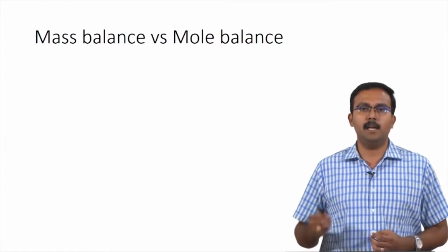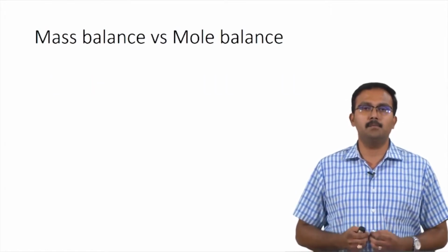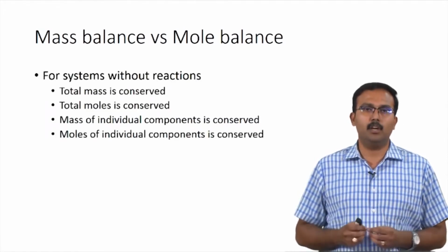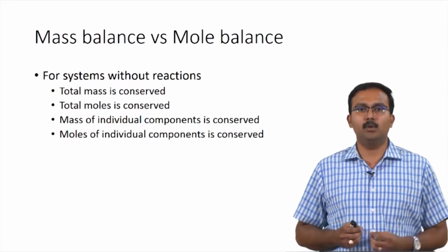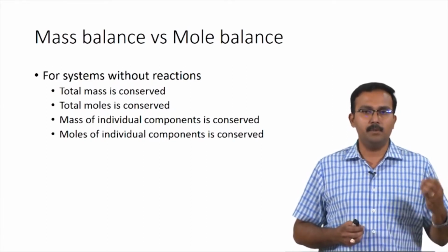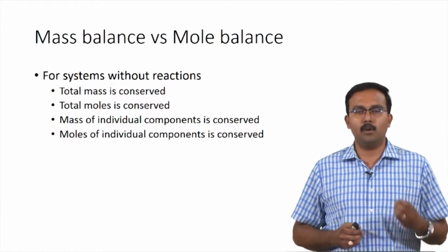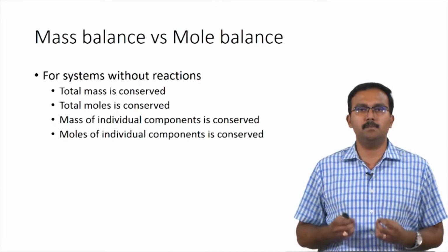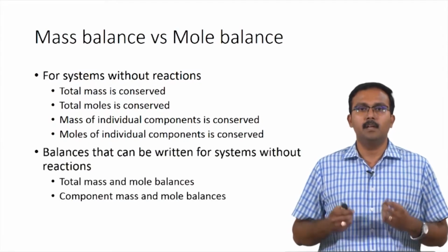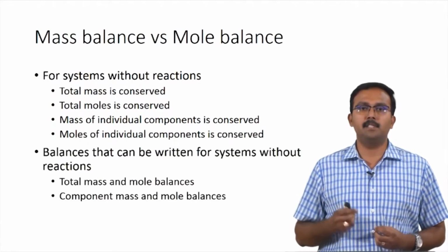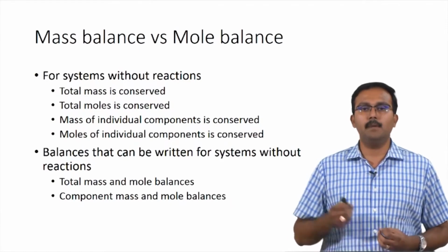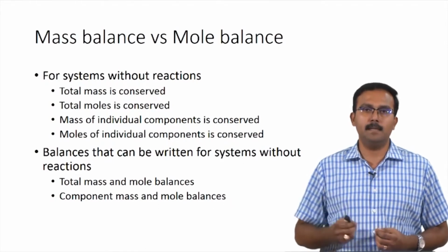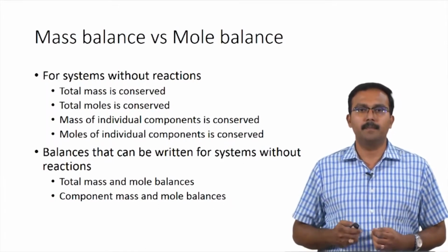Then the next concept we should look at is what balance do we write? Do we write a mass balance or a mole balance, and for what systems these would be valid? For systems without reactions, it does not matter. Both total mass and total moles are conserved. Mass of individual components and moles of individual components are also conserved. This is because there are no reactions happening and generation and consumption terms are going to 0. Balances which you can write for systems without reactions would be total mass and total mole balance, and similarly for component balances also you can write them in terms of masses and moles.